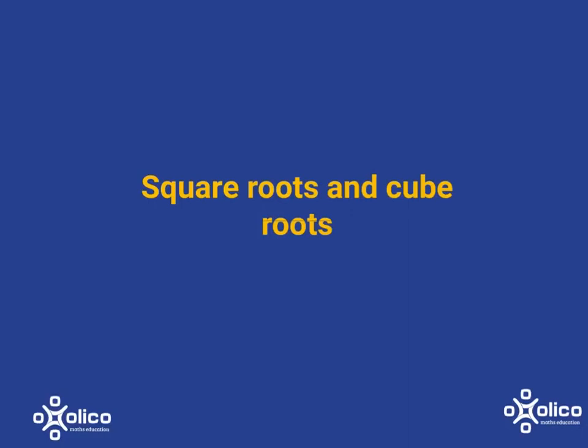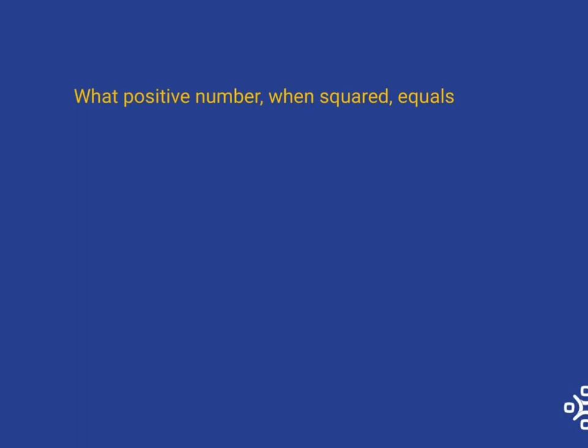We're going to discuss square roots and cube roots. We're going to start by looking at squaring, and the reason for this is that square rooting and squaring are kind of opposite, inverse relations to each other. So square rooting undoes what squaring does. Let me show you what I mean.